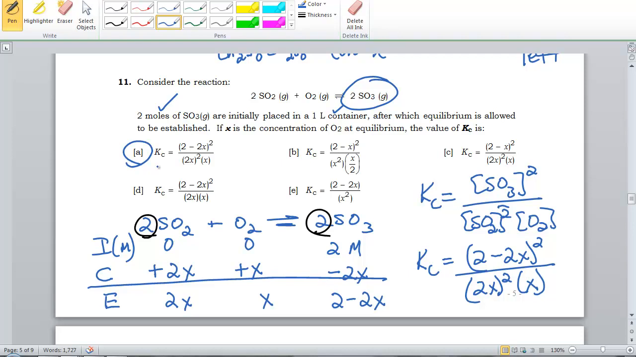Okay, so this problem was just testing, do you know how to set up an ICE table? Don't even have to solve here, but make sure you can set up an ICE table. You have to do that correctly first before you can solve for x. So be careful. If you set up your ICE table incorrectly, you're not going to solve for x correctly.